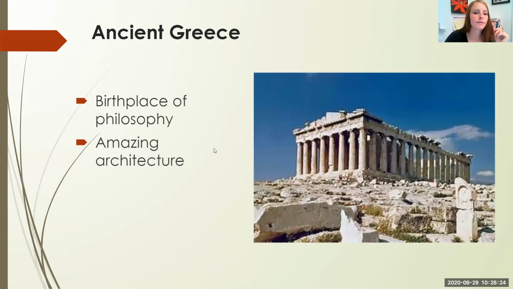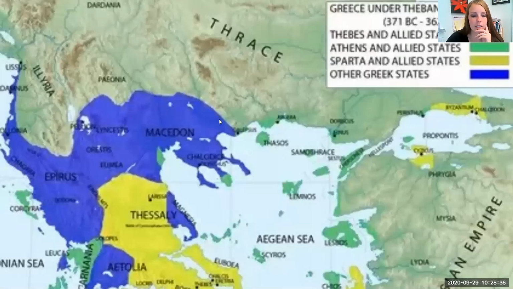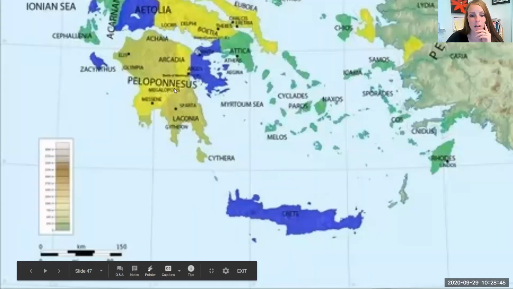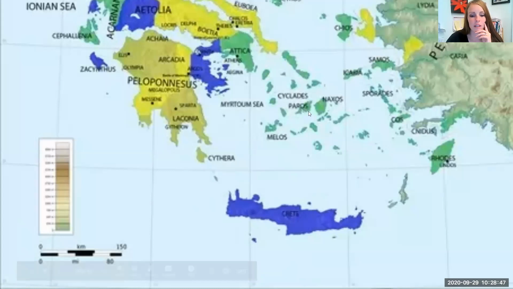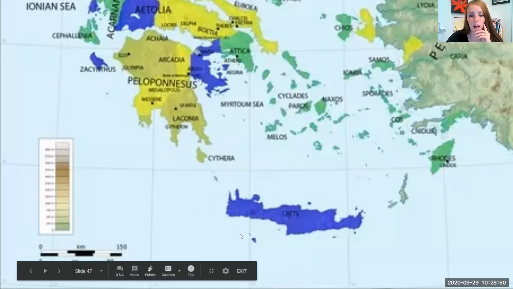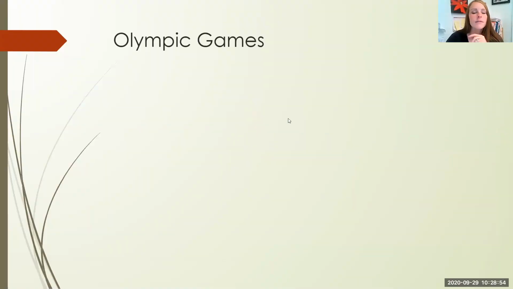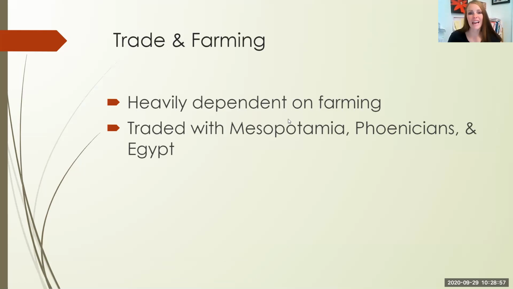Ancient Greece, birthplace of philosophy, which is basically thinking about things. And they had great architecture. So this is an up close picture of Greece, all the different city-states, Sparta, Athens, Thebes. It's all ancient Greece. Here's the bottom part, goes into all these little islands here too, which this is its own country now, not part of Greece. They're known for their Olympic Games, basically like war games, fighting games.